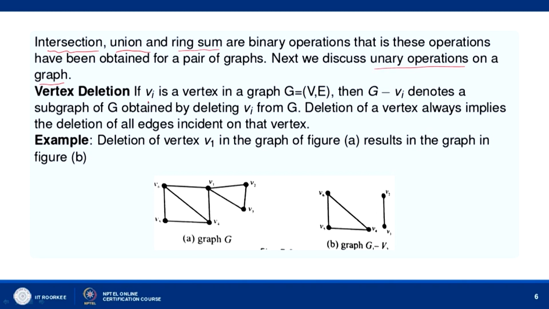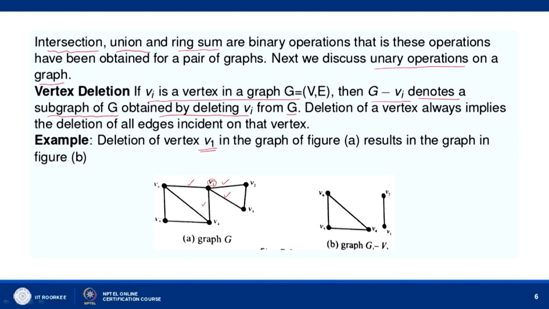By vertex deletion: if B_i is a vertex in a graph G, then G minus B_i denotes a subgraph of G obtained by deleting B_i from G. Deletion of a vertex always implies the deletion of all edges incident on that vertex. Say in the figure here, if we delete the vertex B1, then these 4 edges incident on B1 will all be removed, to obtain G minus B1.